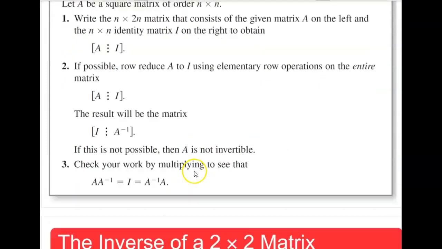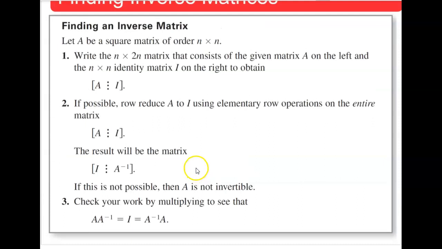So before we get to that formula for only a 2 by 2, let's just go over some definitions. So let A be a square matrix. Remember, only square matrices have an inverse.